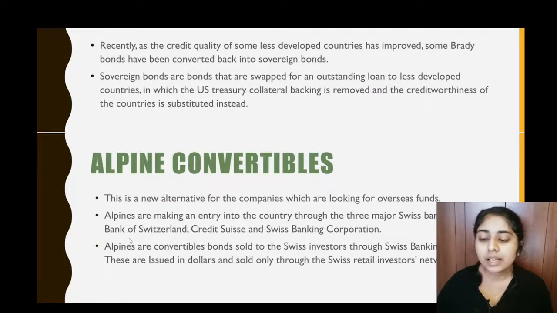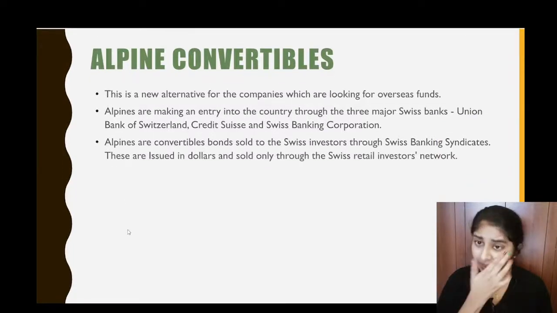The last type of international bond is the Alpine convertible. So what are Alpine convertibles? This is a new alternative for companies which are looking for overseas funds. These Alpines are making an entry into the country through three major Swiss banks: Union Bank of Switzerland, Credit Suisse and Swiss Banking Corporation.